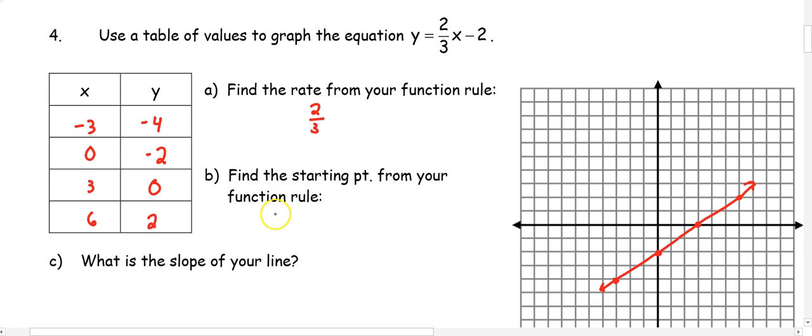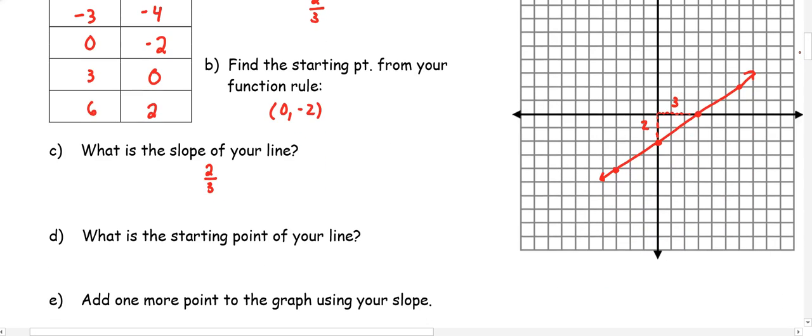In the function rule, what's my starting point? So the starting point is the number by itself, 0, -2. When I look at the graph, what is my slope of the graph? So I'm going to go from one point to another. I went up 2 and right 3. So my slope would still be 2/3.